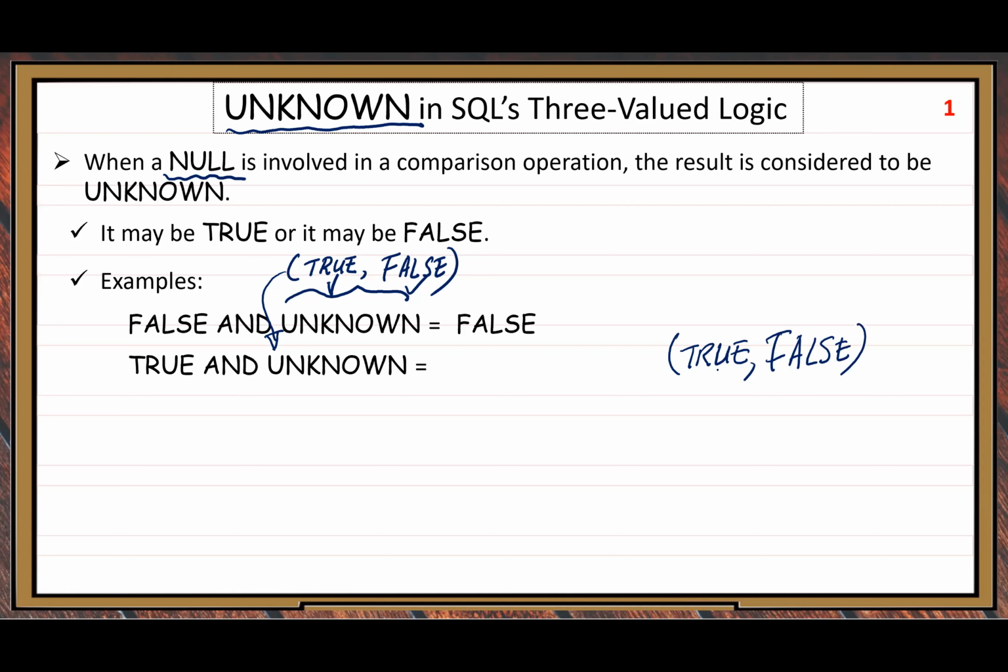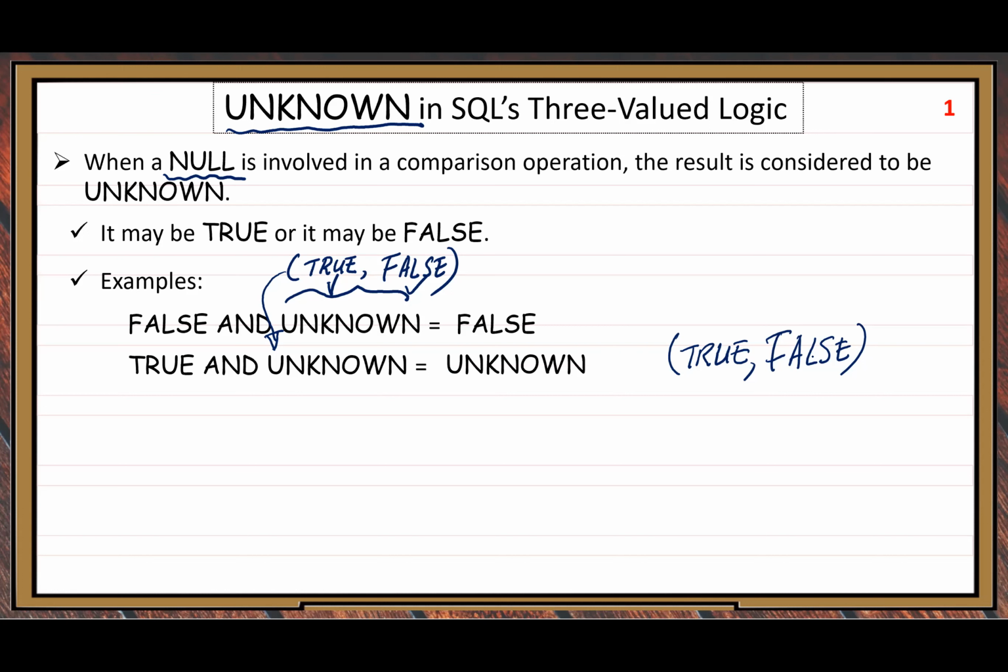So sometimes you have true, sometimes you have false. That means unknown, right? Because you can take both values. That must be unknown. So that's the way you answer these questions. All right. Next one.